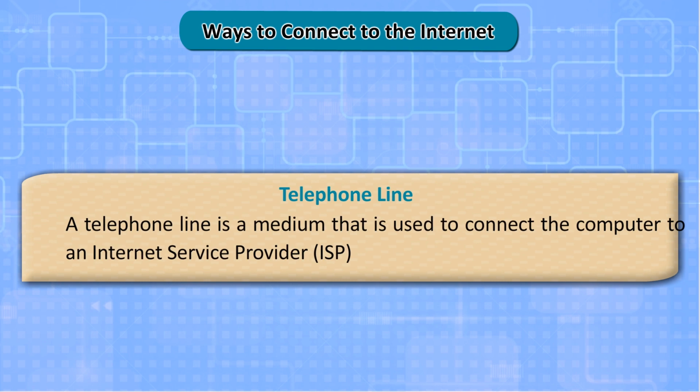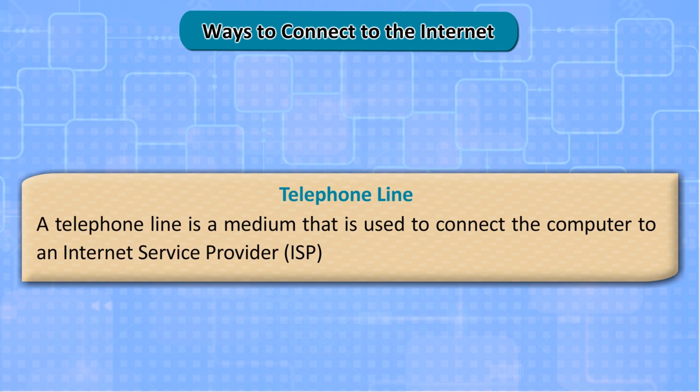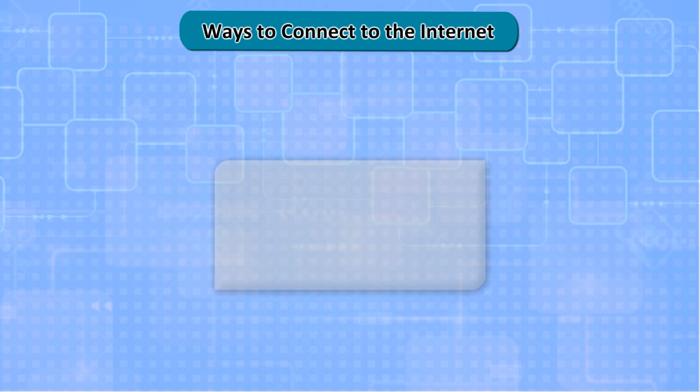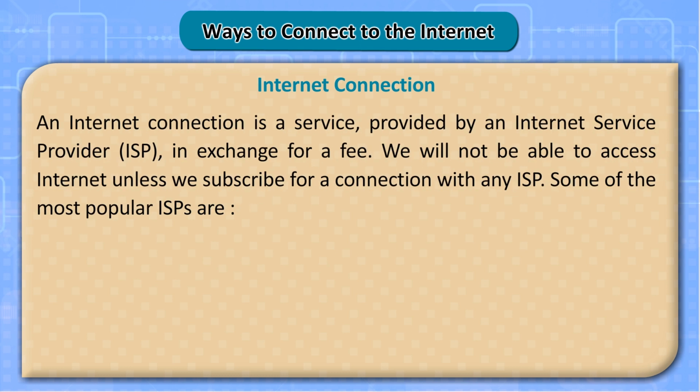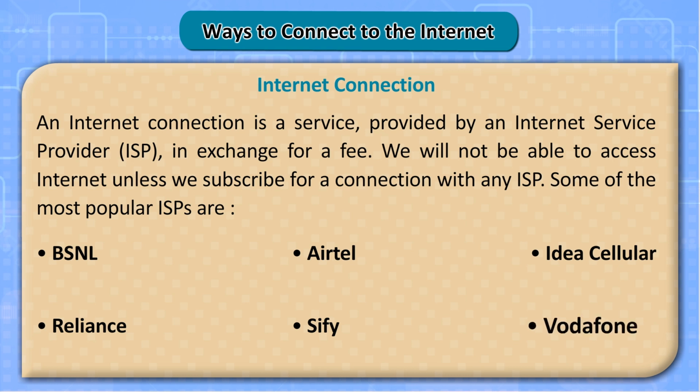Telephone line. A telephone line is a medium that is used to connect the computer to an Internet service provider, ISP. Internet connection. An Internet connection is a service provided by an Internet service provider, ISP, in exchange for a fee. We will not be able to access Internet unless we subscribe for a connection with any ISP. Some of the most popular ISPs are BSNL, Airtel, Idea Cellular, Reliance, Sci-Fi, Vodafone.